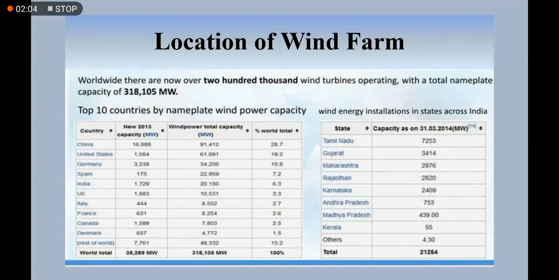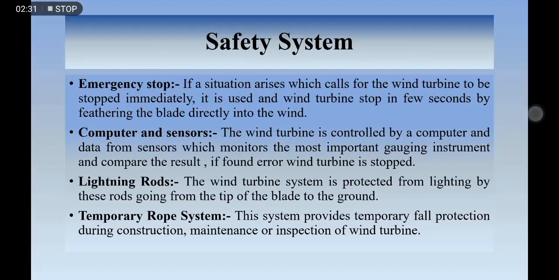Worldwide, there are now over 200,000 wind turbines operating with a total nameplate capacity of 318,105 megawatts. The top 10 countries by nameplate wind power capacity are given in the table below. And if we talk about India, there are different cities where wind energy installations are present.